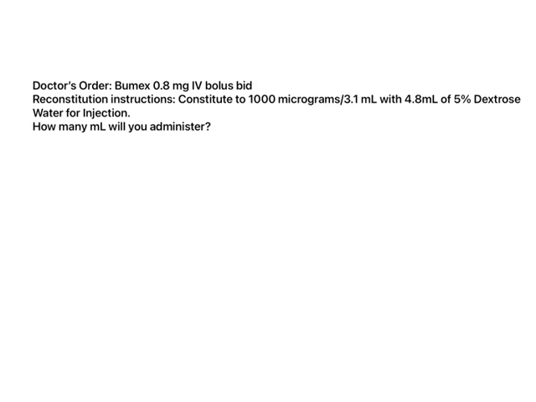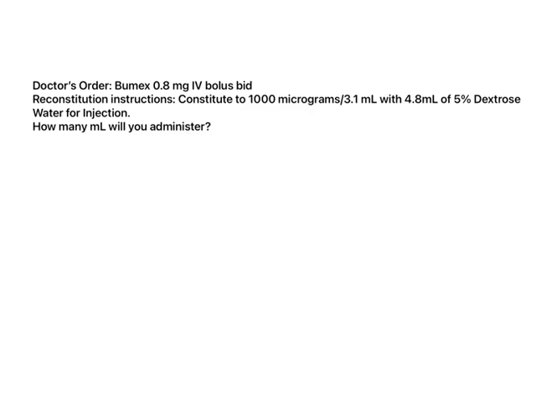The question says the doctor order is for Bumex 0.8 milligrams IV bolus BID. Reconstitution instructions are to reconstitute with 1,000 micrograms per 3.1 mLs with 4.8 mLs of 5% dextrose water for injection. How many mLs will you administer?